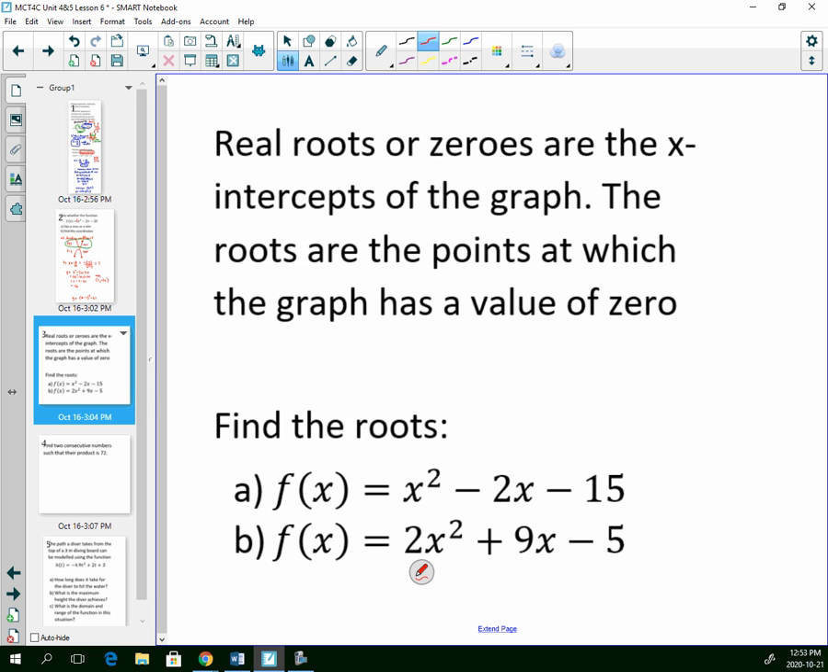So roots. The roots are the x-intercepts of the graph, or sometimes we call them the zeros, or sometimes we say solve. You might see the word solve or find the solution. It's all the same thing: find the value of x when y is 0. So in order to find the roots, you can do two things. You can try to factor, or if you can't factor, you can use the quadratic formula.